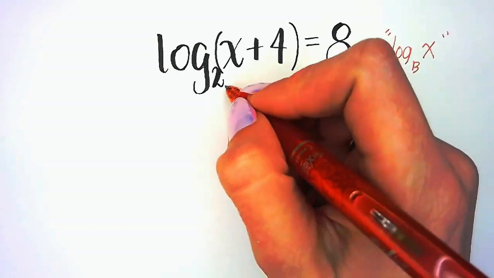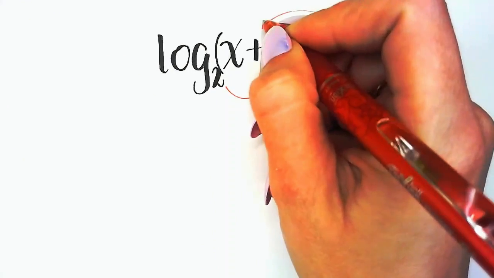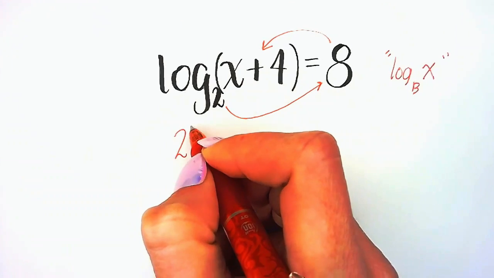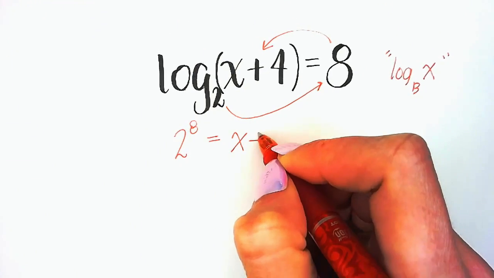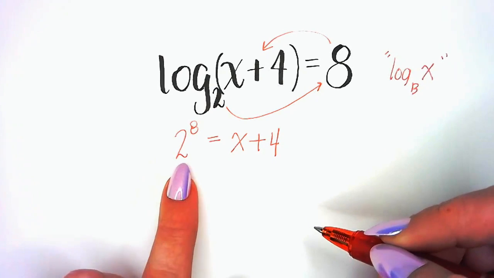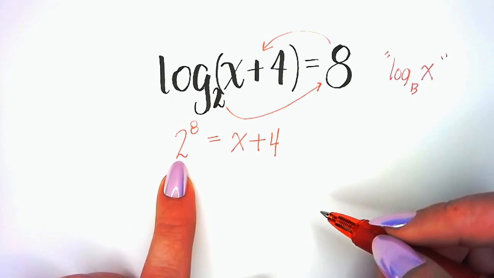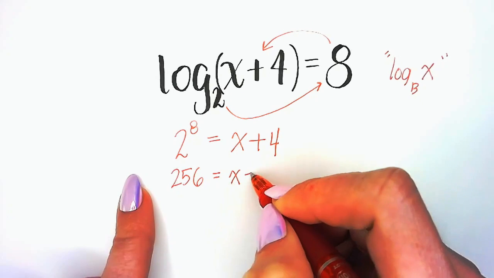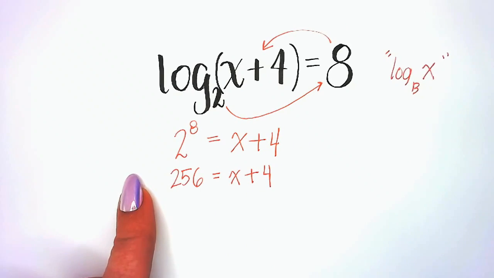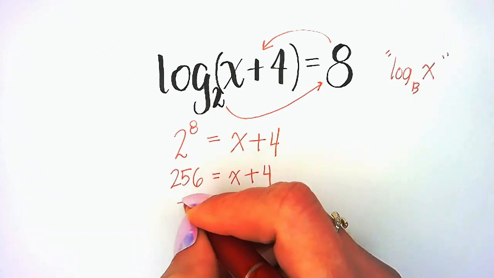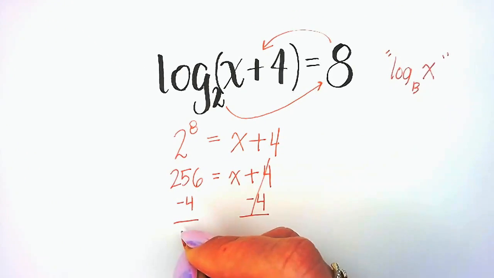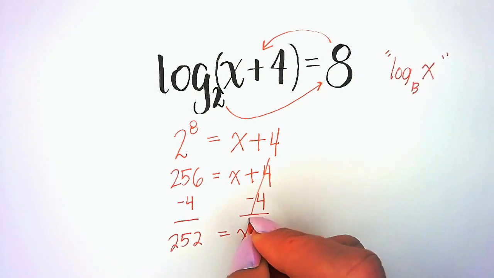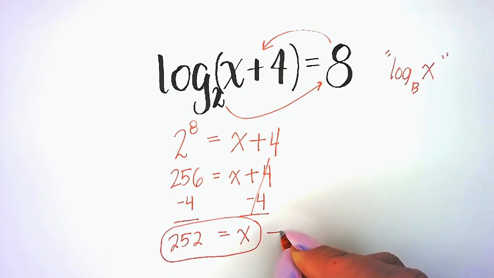So 2 to the 8th equals x plus 4. Two to the 8th power is how much? 256. Last step to get x alone, subtract 4 from each side. 252 equals x. Is this solution in our domain?